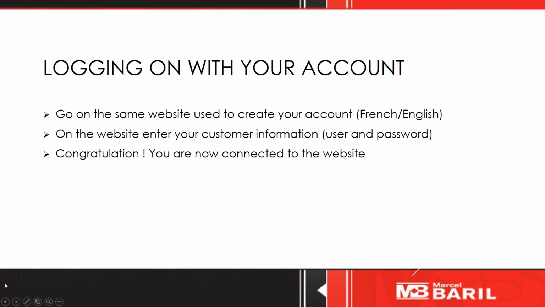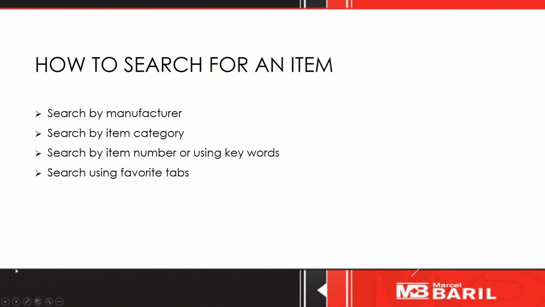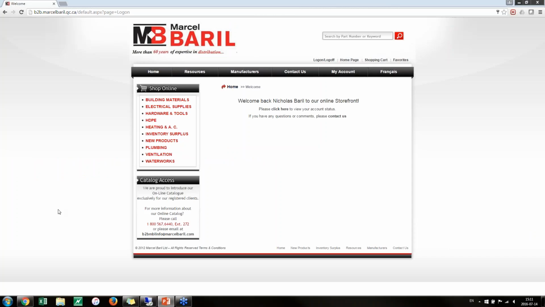I will keep going. All right, so how to search for an item. This is great. Now I connected to my account and I want to find the products I'm looking for. There are many ways to find the products. You can search by manufacturer, item category, item number, keywords, and also favorite tabs, okay? So let's go over the first 3 possibilities, and the favorite tabs we'll go over later in the webinar.